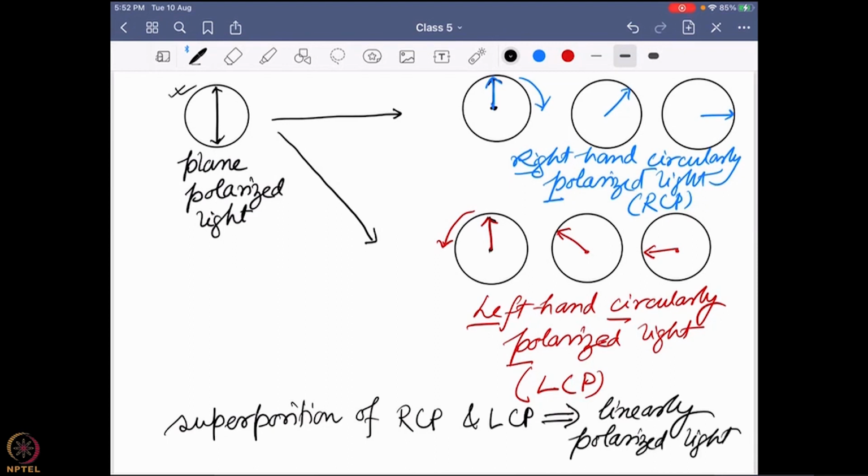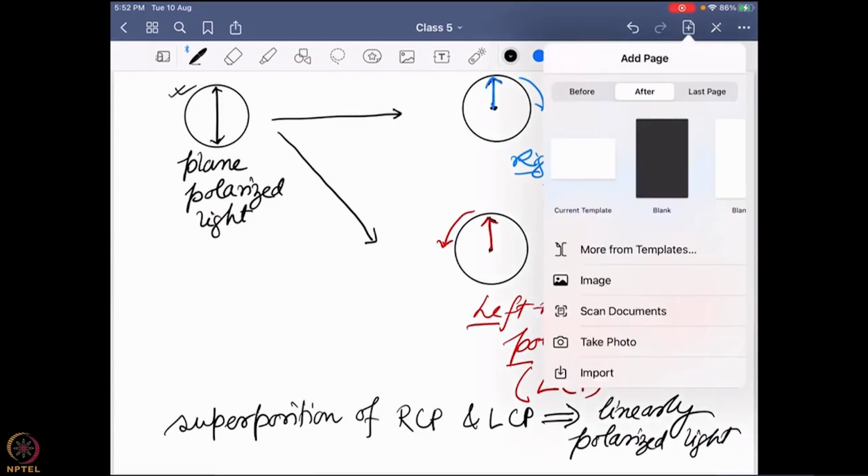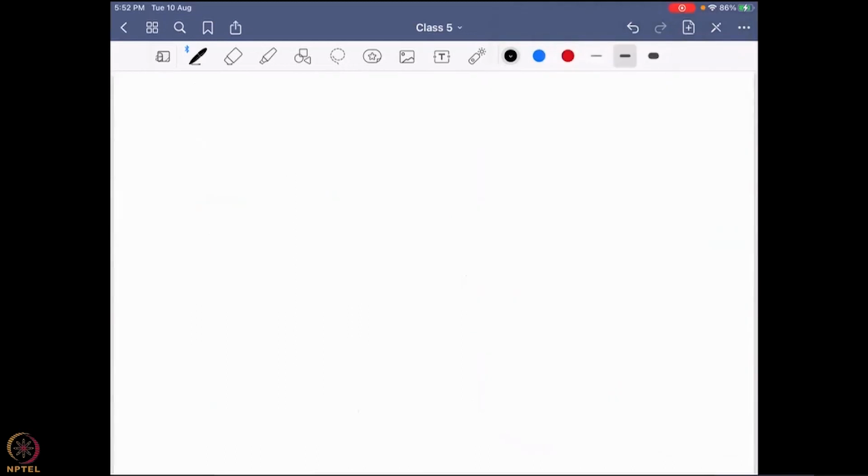Now how does that actually work? So let's draw this at a different level and see how it is going to work. What we are saying at this moment is that the plane polarized light we are seeing is nothing but a superposition or combination of two different lights which are actually rotating in nature, not just blinking in a particular plane. And one of them rotates on the right hand side, one of them on the left hand side. So how are they going to give me a plane polarized light?